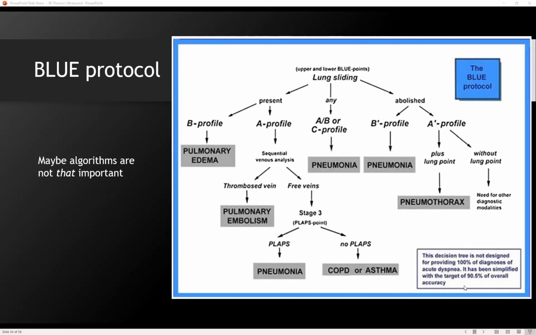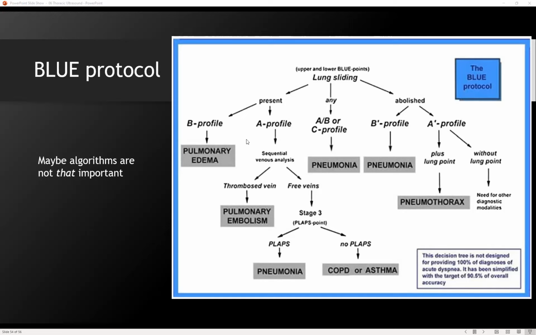So going through the BLUE protocol is helpful for research purposes to show that there's a tool that could identify diagnosis with 90% accuracy. That's really nice. But my point is that I don't think protocols are clinically super helpful. This is something we'll talk about when we have our shock lecture too, because once you understand what it is that you're seeing, you can very quickly do this all simultaneously. You're not going to be following an algorithmic approach and then referring back to this BLUE protocol.